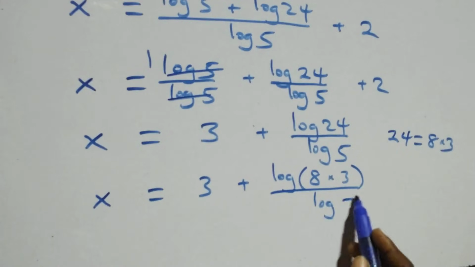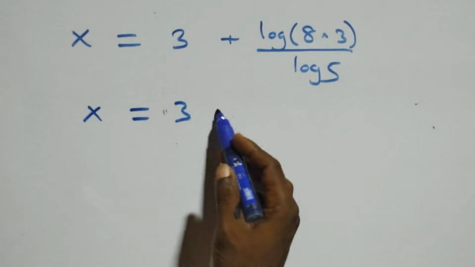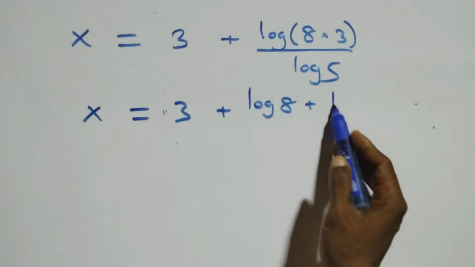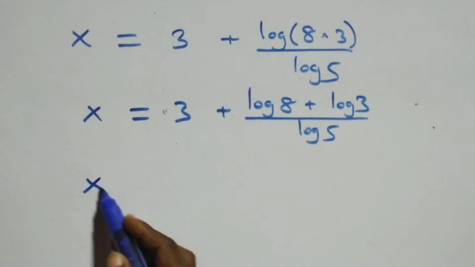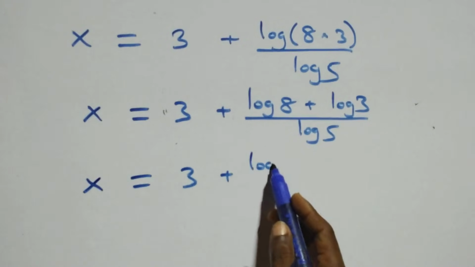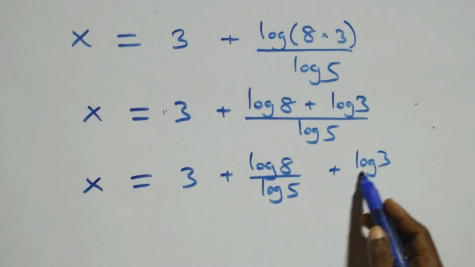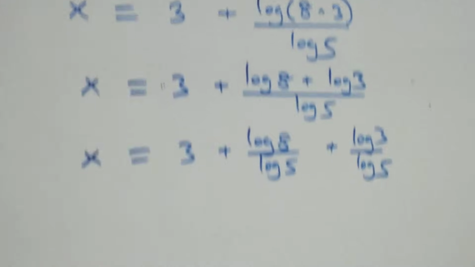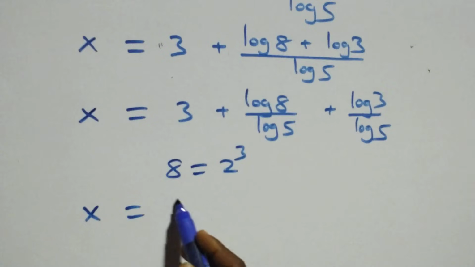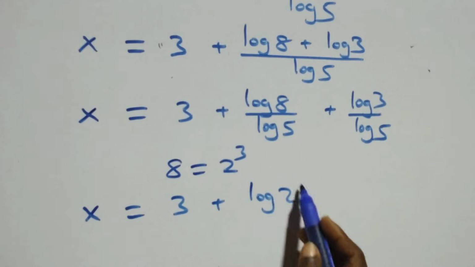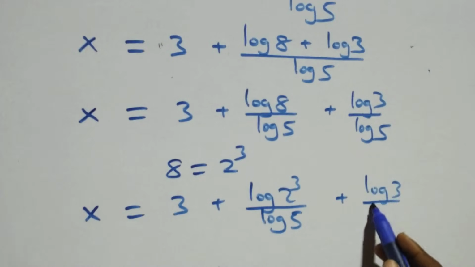over log 5. This also follows the law of logarithm, and we have x equals 3 plus log 8 plus log 3 over log 5. Then we separate this into two fractions. We have x equals 3 plus log 8 over log 5 plus log 3 over log 5. And from here, we can express 8 as 2 times 2 times 2, which is 2 raised to power 3. We have x equals 3 plus log 2 raised to power 3 over log 5 plus log 3 over log 5.